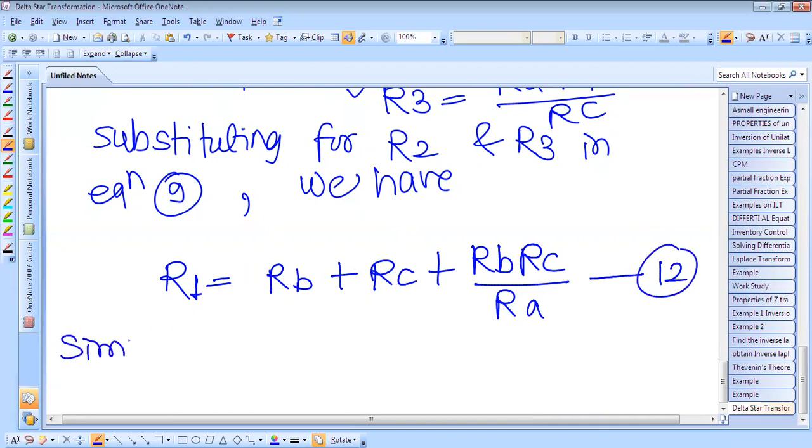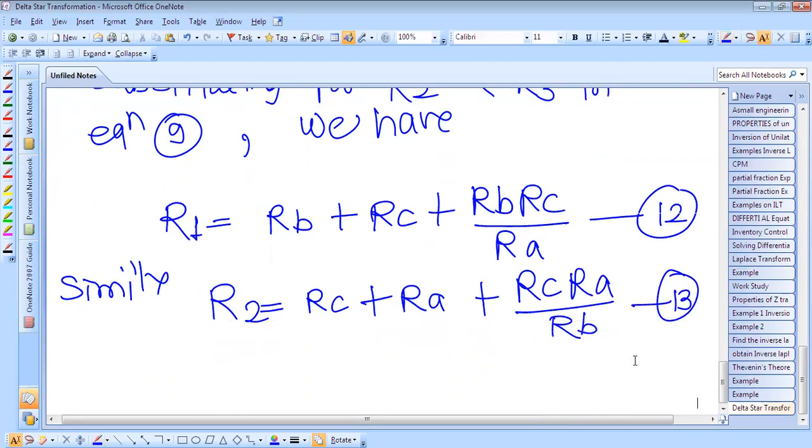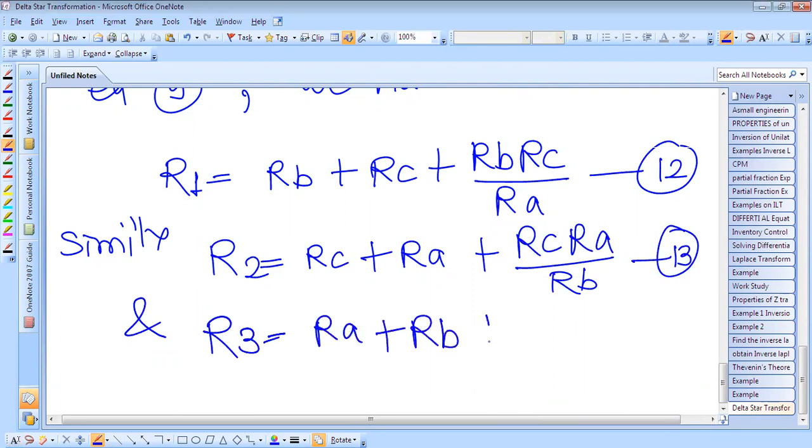Similarly, for the remaining, you get R2 is equal to RC plus RA plus RC RA divided by RB. This is equation number 13. And R3 is equal to RA plus RB plus RA RB divided by RC. This is equation number 14.